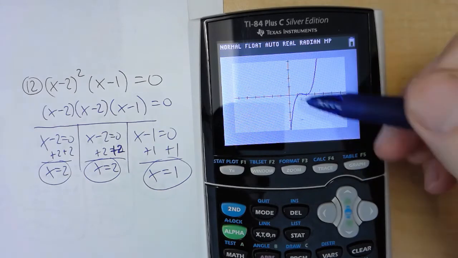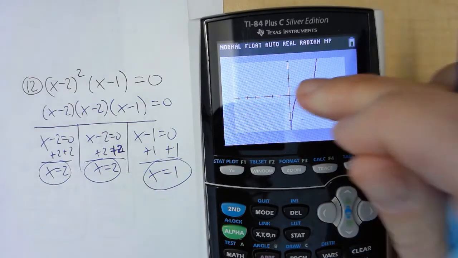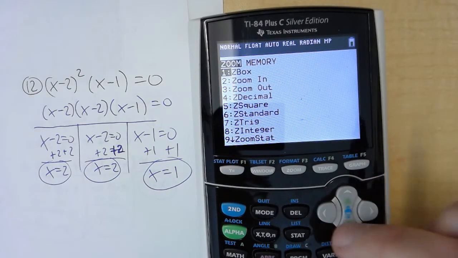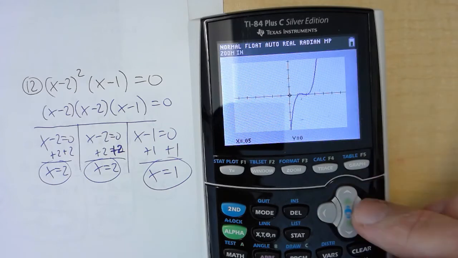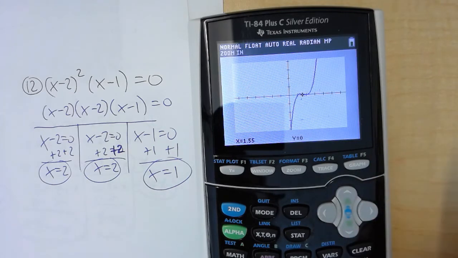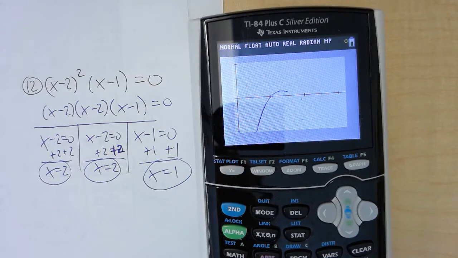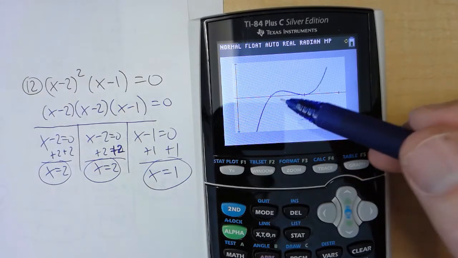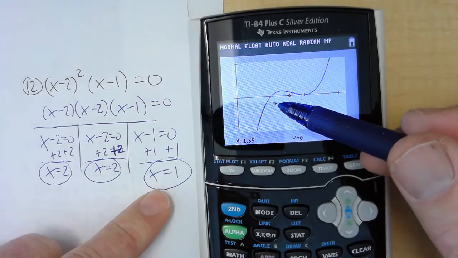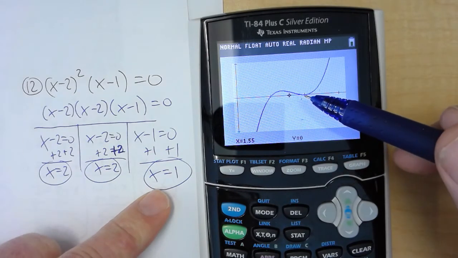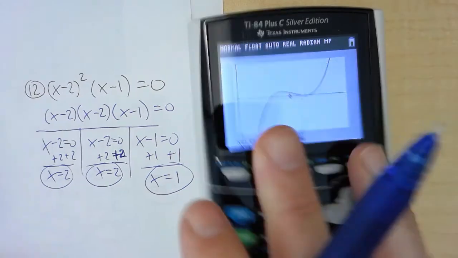So it's kind of hard to tell even here. I'm going to zoom in on that spot. So I'm going to hit the zoom key in. I'm going to move my cursor kind of over right to there. Zoom in. So it does cross here. It crosses at 1, and that kind of matches up with this. It crosses at 1, but it's tangent. It touches that at one spot.